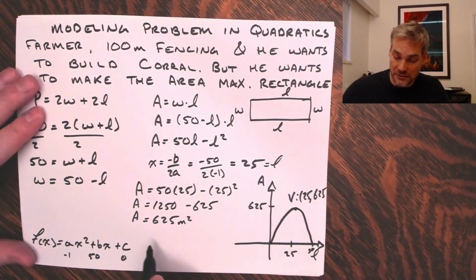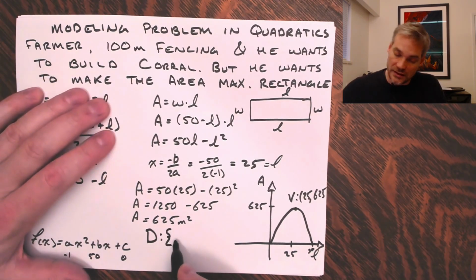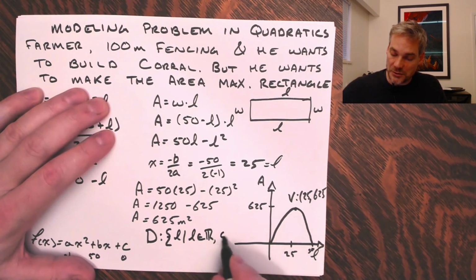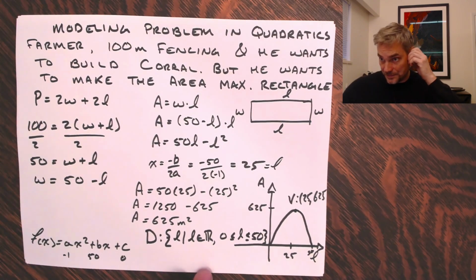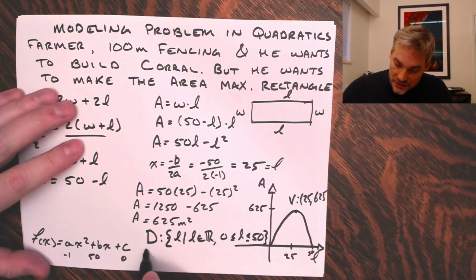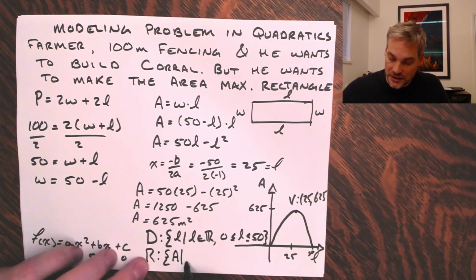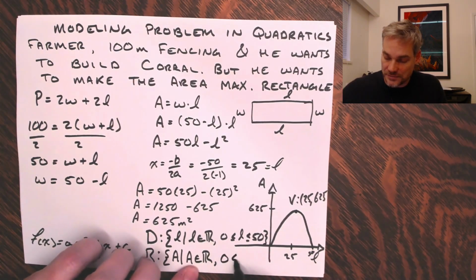We can also write the domain and range. So if we want the domain, it is the L such that the length is an element of a real number, but the length has to be between 0 and 50. I really ran out of room on this. And now the range, this is the problem with writing in Sharpie, is our area. And the area is an element of a real number. But the area also has to go from 0 to 625.